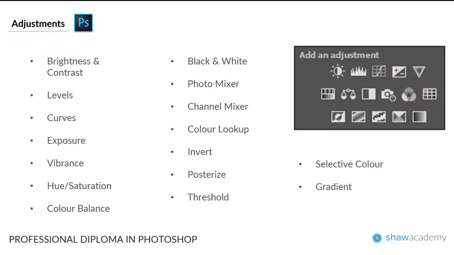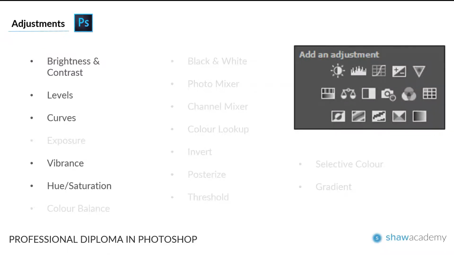But we're going to break it down, and we're going to focus on the ones that are most important to us now, and that's going to be our brightness and contrast, our levels, our curves, our vibrance, and our hue and saturation. As you can see, there are lots of other options available to us, but we just want to concentrate on these. Brightness, contrast, levels, and curves are our tonal adjustments, and then vibrance and hue and saturation are the ones we're going to be using for color adjustments.